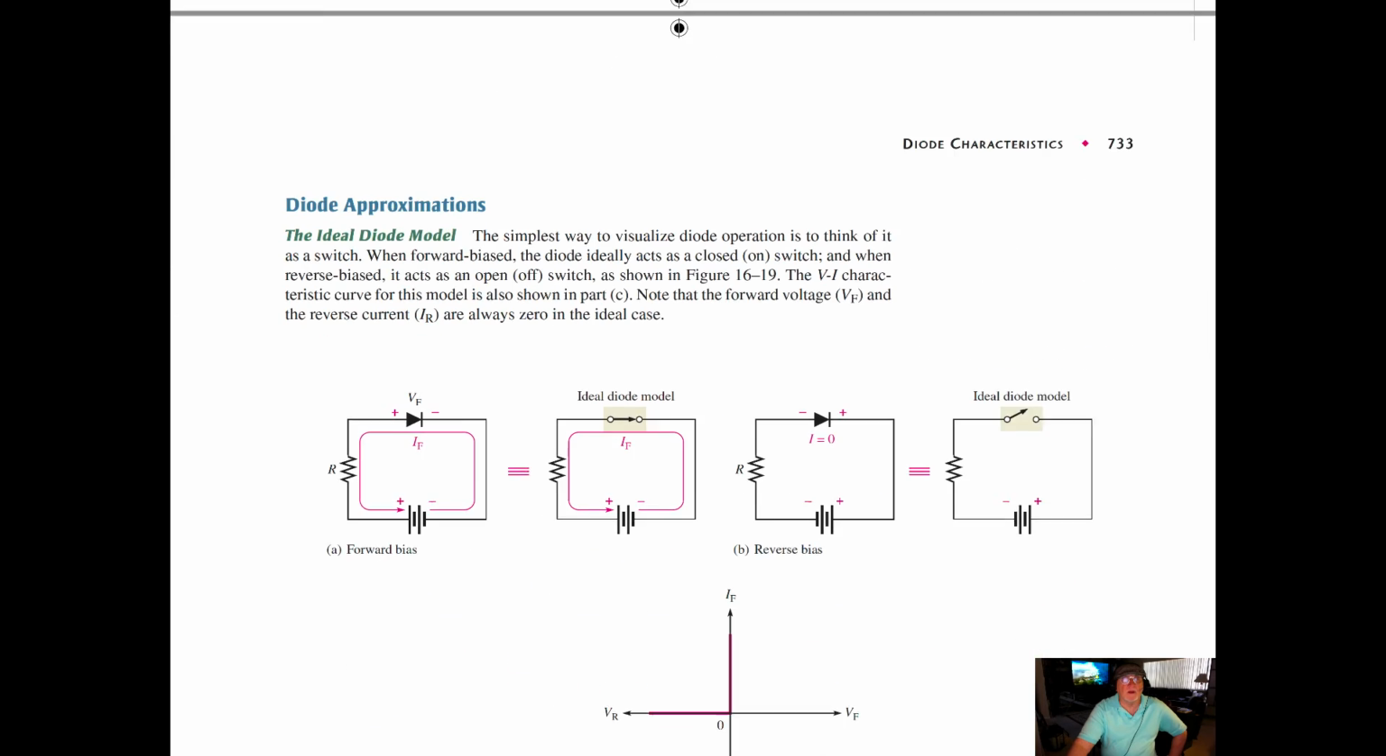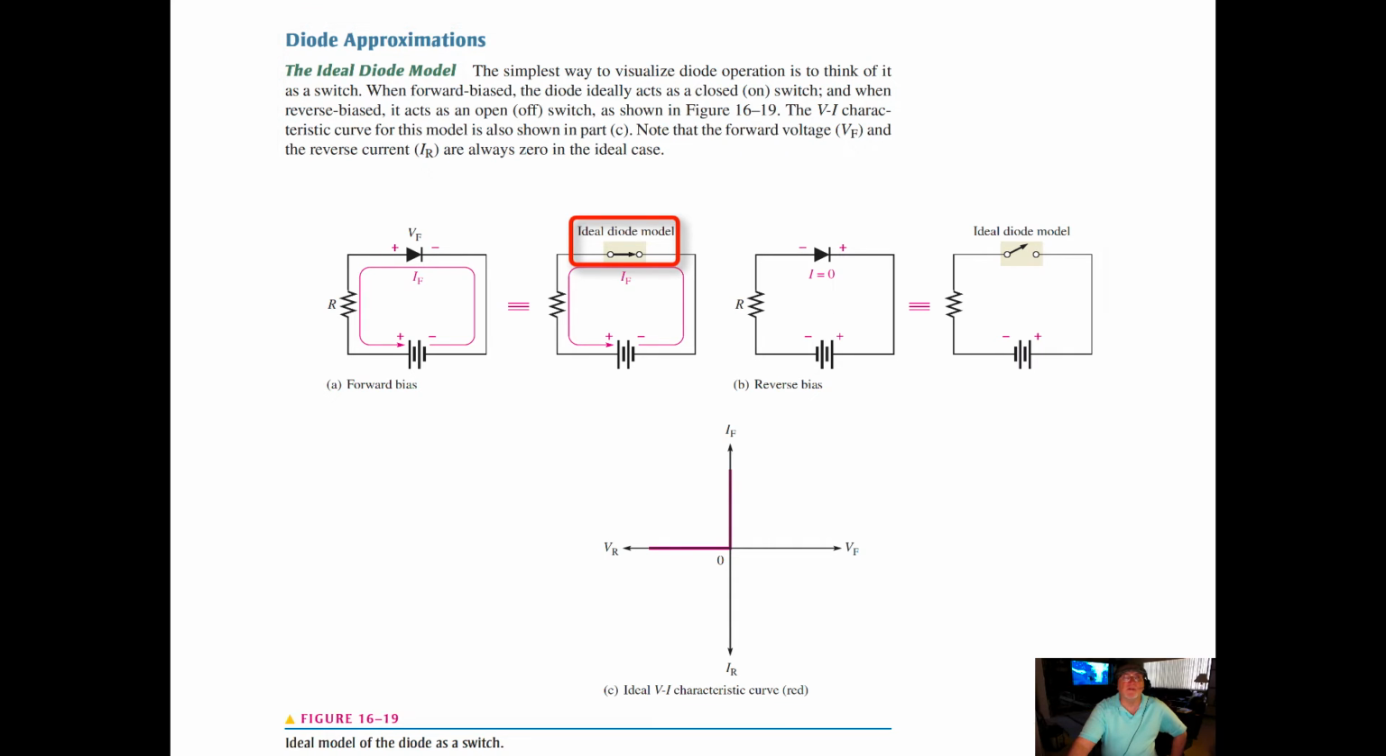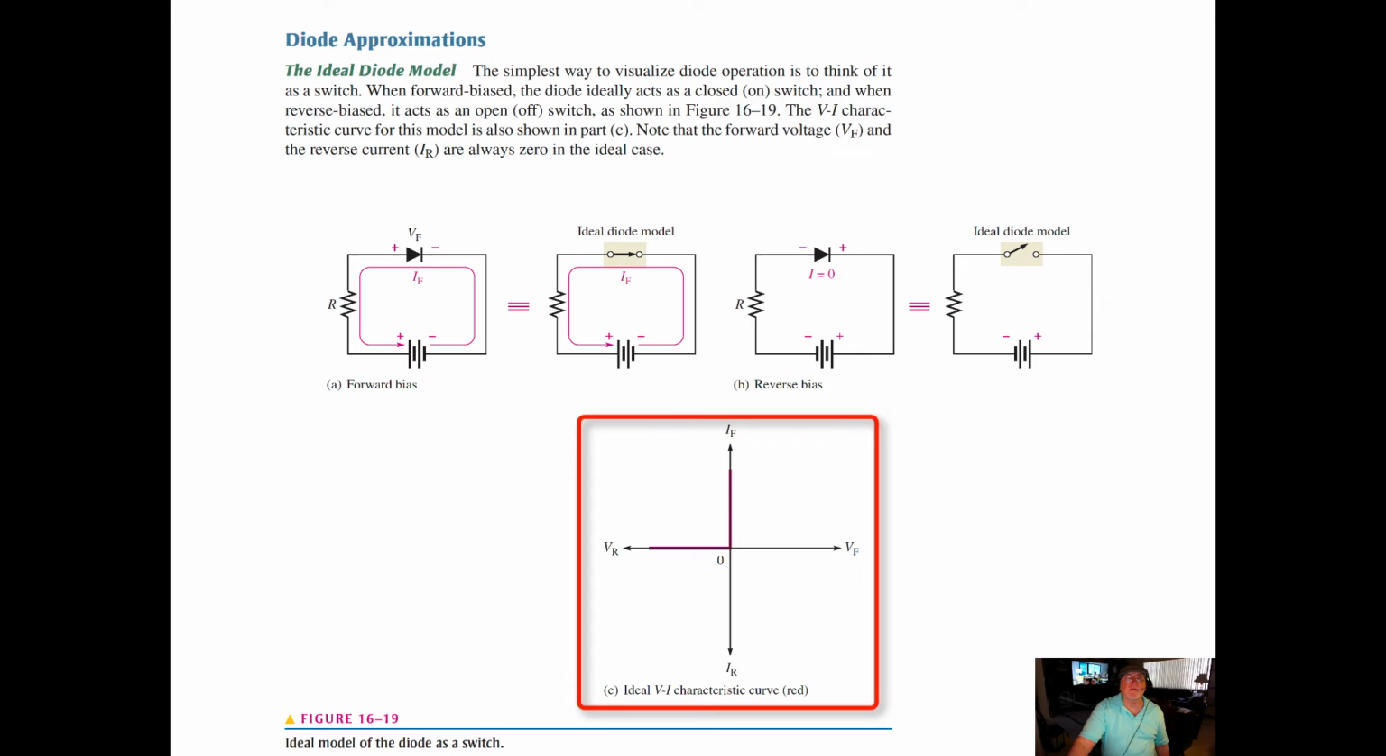Diode approximations. We start with an ideal diode and ideally model it. The simplest way to visualize diode operations is to think of it as a switch. When forward biased, the diode ideally acts as a closed, on switch, and when in reverse bias, it acts as an open, off switch. The VI characteristic curve for this model is shown below, so you can see the simplistic model without the knee and without the eccentricities of current going off at an angle.